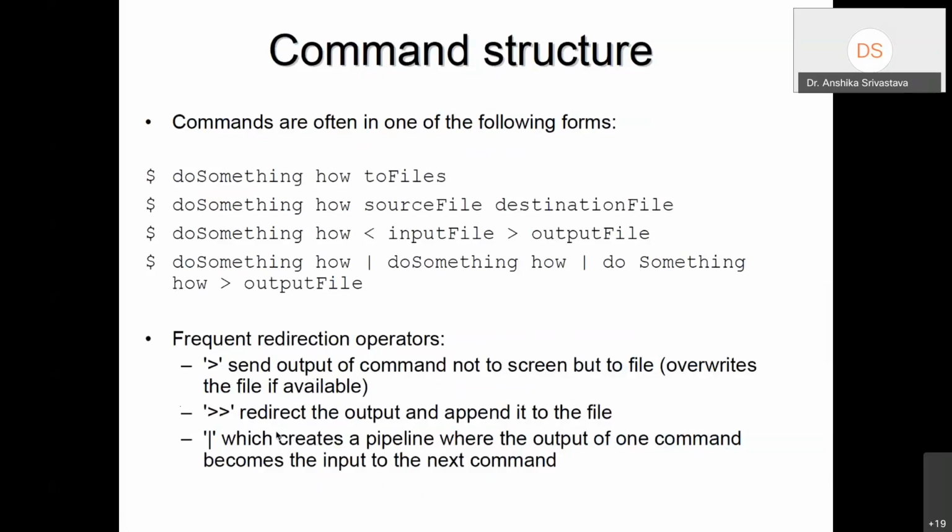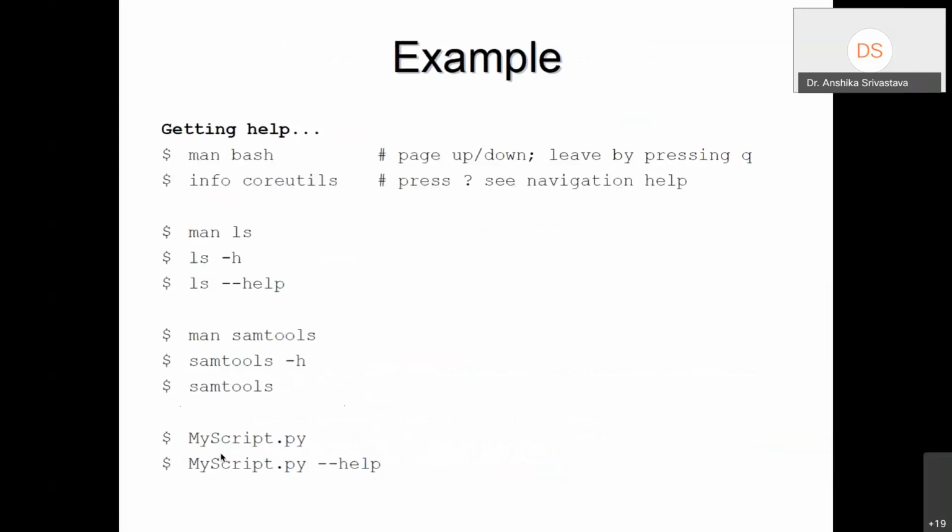Whereas if you have the single line which creates the pipeline, that means the output file of one command becomes the input file of the second command line. So that's how the command structures work.